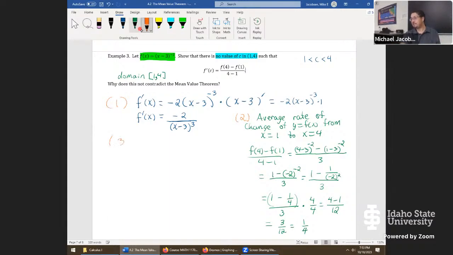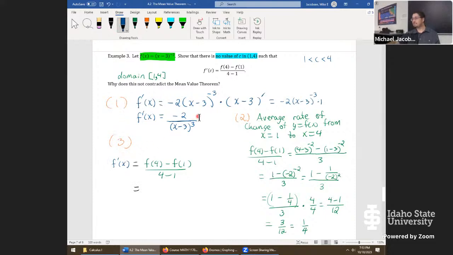So on to step 3. We equate our two values. We're really just going to this portion here. I'll write it as f prime of x, which is now equated with, let me put in this just to connect the steps, f of 4 minus f of 1 over 4 minus 1.